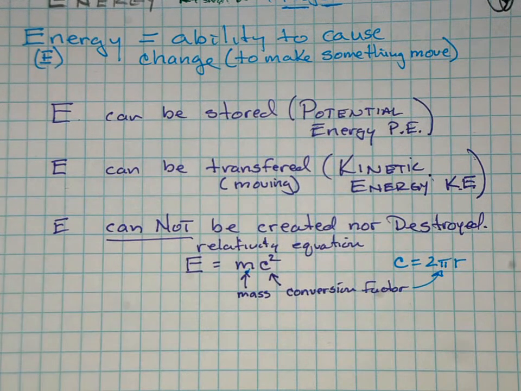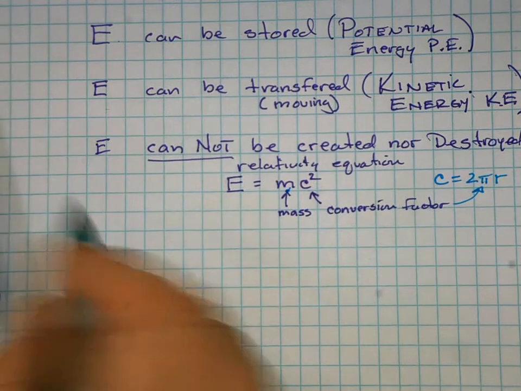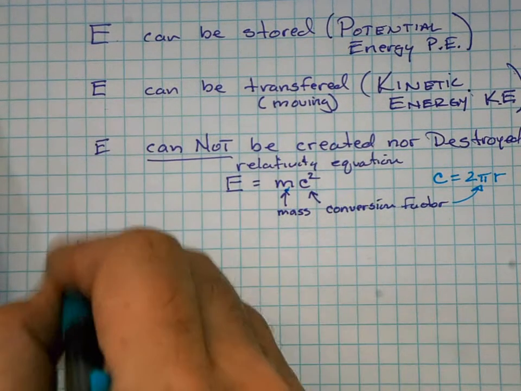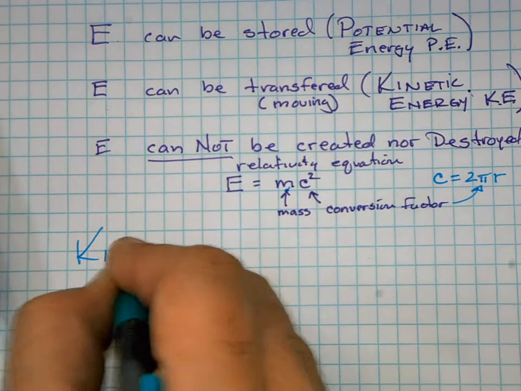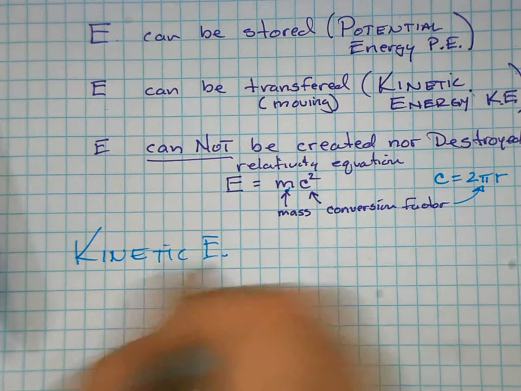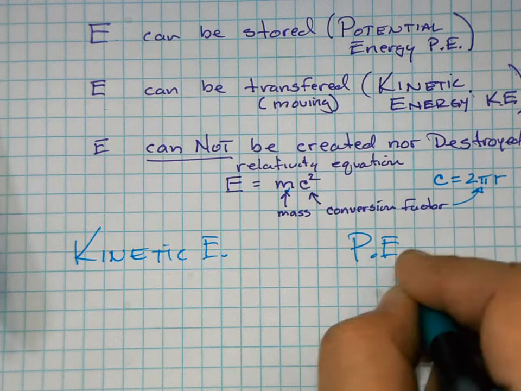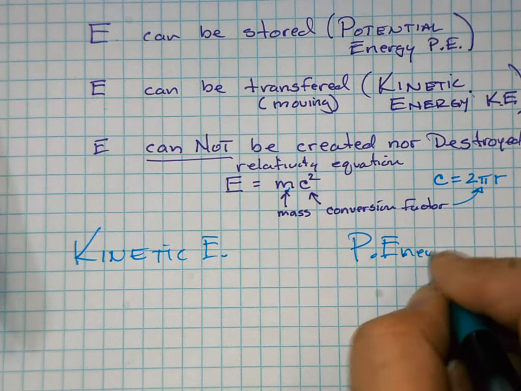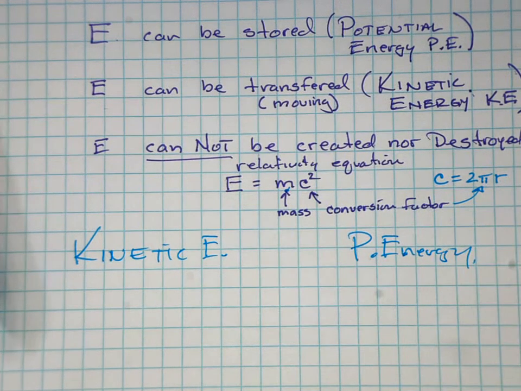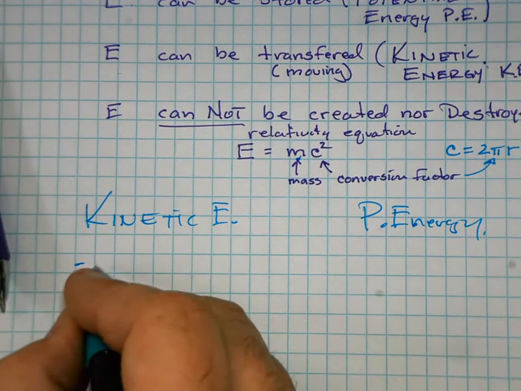Okay, I've gone on too long there. So let's come over and label this over here kinetic energy. K-I-N-E-T-I-C. You can abbreviate just KE if you like. This will be potential energy. So let's see. Kinetic energy, examples would be moving objects.